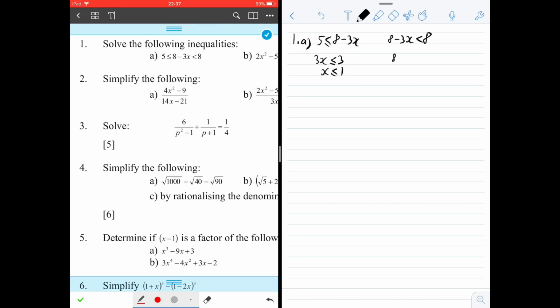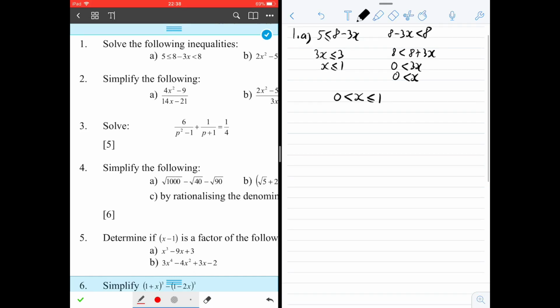And again, I'm going to make a positive amount of x. So x is going to be greater than 0, but also less than or equal to 1, so I can then combine my results into a single inequality.